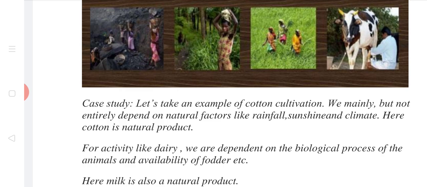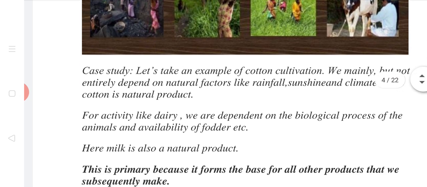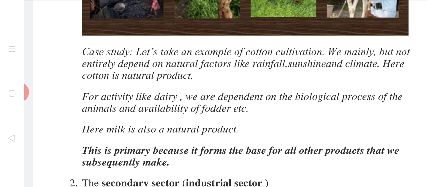Let's take an example of cotton cultivation. We mainly, but not entirely, depend upon natural factors like rainfall, sunshine, and climate. Here, cotton is a natural product. For an activity like dairying, we are dependent upon the biological process of the animal, but simultaneously we also depend on the availability of fodder. Here, milk is a natural product. This is primary because it forms the base for all other products that we subsequently make.